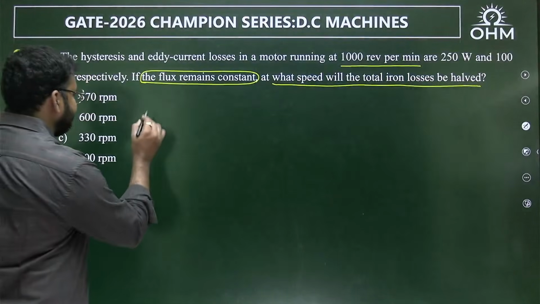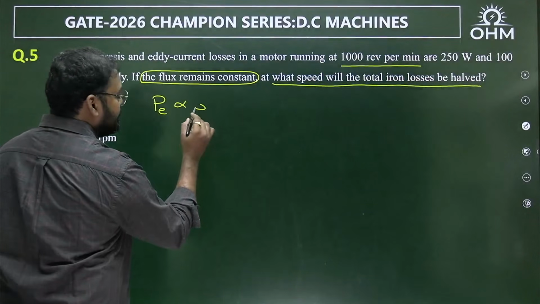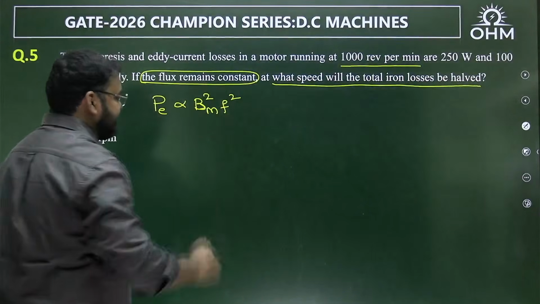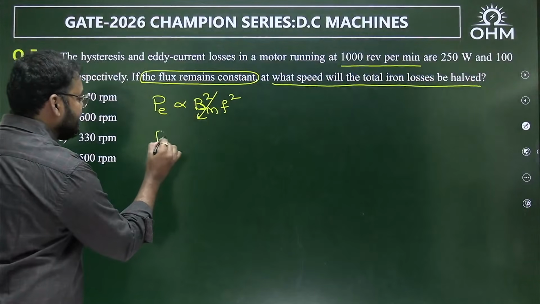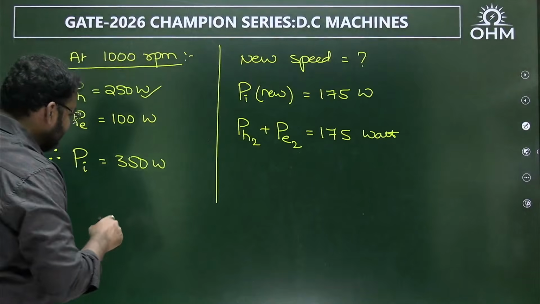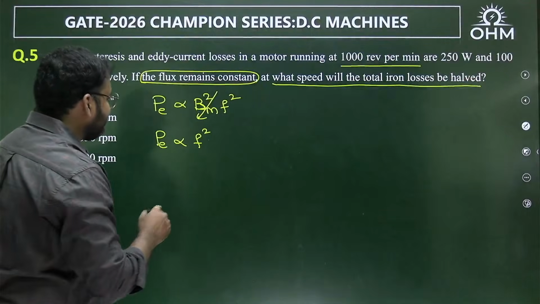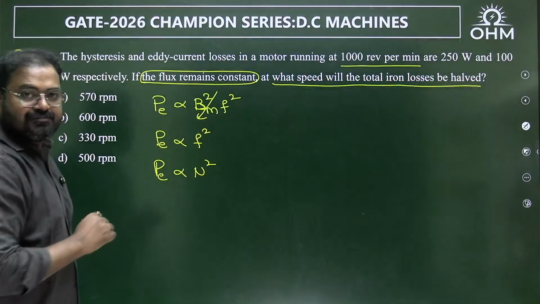Eddy current loss formula is proportional to Bm square into F square. Once again, flux is a constant value that was given. So eddy current loss is proportional to F square. What is the frequency we found just now? Frequency is directly proportional to speed. Therefore, eddy current loss is directly proportional to square of the speed.